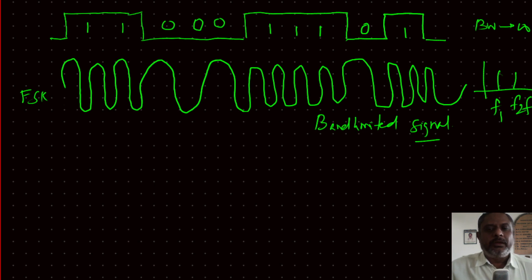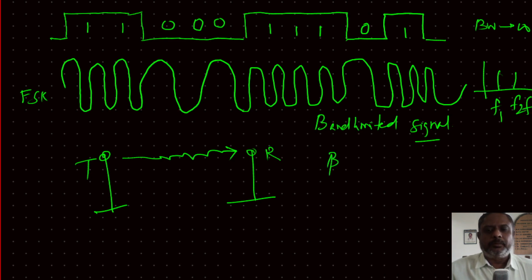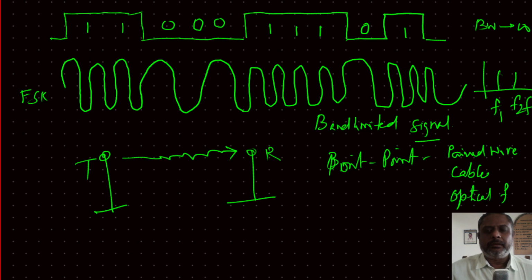The next step is to transmit this. So we need to transmit from the transmitter to the receiver. So we have a transmitter and we have a receiver, and this transmission may be done with a point to point link. So it may be through a paired wire, or it may be through coaxial cable, or it may be an optical fiber, where some physical medium is used for connecting them.